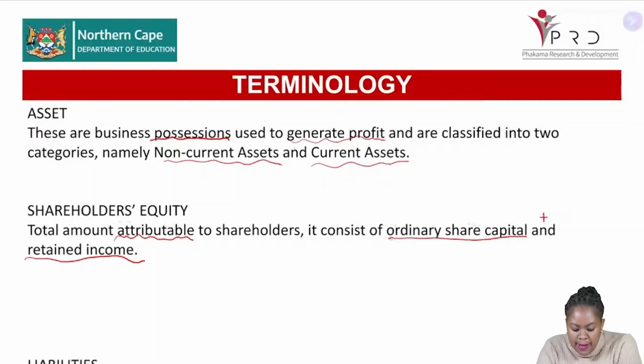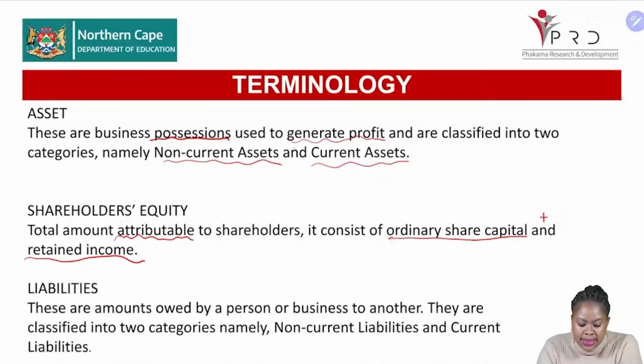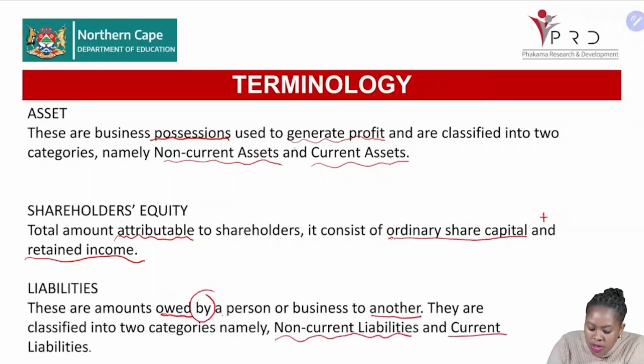All right. Then our liabilities. These are amounts owed by a person or business to another, right? They are classified into two categories, which is the non-current liabilities or the current liabilities. Now, non-current means that we are owing that particular amount for more than a financial year, or a current liability, which is a liability that we can settle within this financial year.